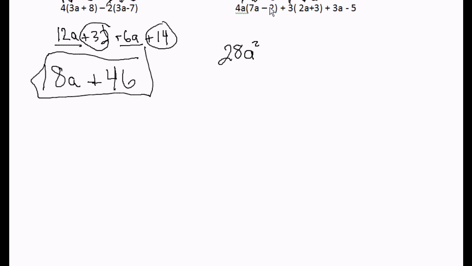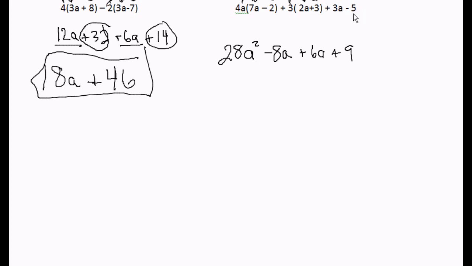4a times a negative 2. 4 times a negative 2 is a negative 8. And there's just one a here. 4a times a negative 2 is a negative 8a. 3 times 2a. A positive 3 times a positive 2a is a positive 6a. 3 times 3 is a positive 9. So we distribute this 3 to each term in the parentheses.